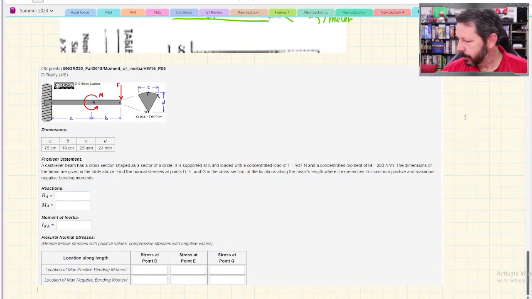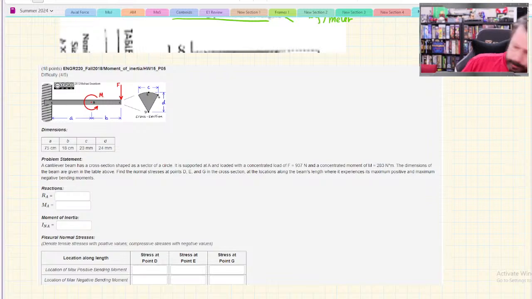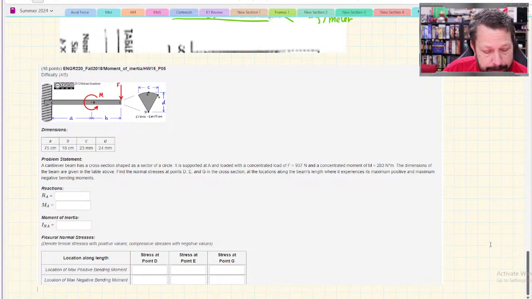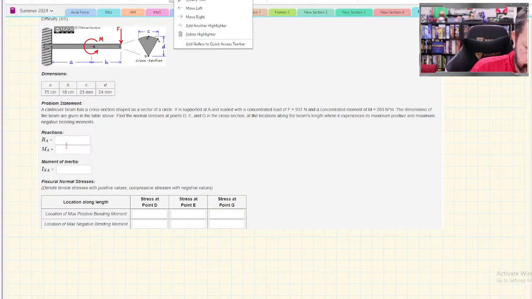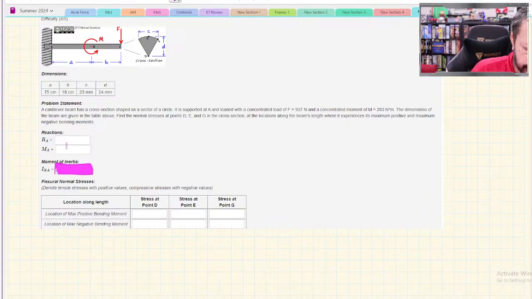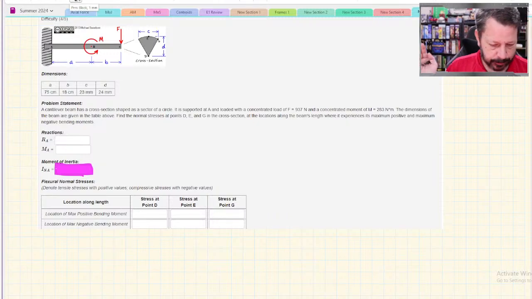All right. So for my set of numbers, I've lost my pen. There it is. All right. I think you're probably fine with finding the reactions at the wall, RA and MA, because it's just a point load and a concentrated moment. So it's not a complicated loading scenario. I'm pretty sure this cross section is the problem for this particular thing. So let's start trying to find the moment of inertia of this weird cross-section.